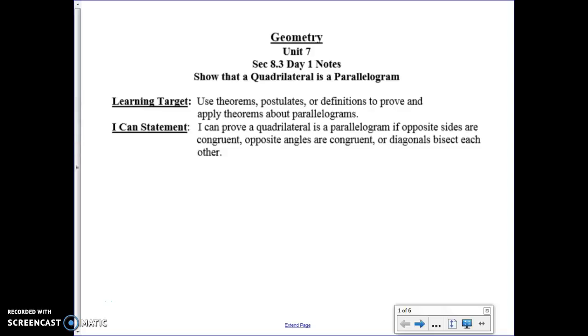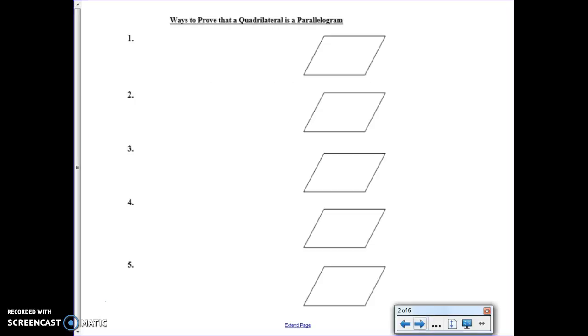Hey guys, today we're going to talk about ways to prove or show that a quadrilateral is a parallelogram. So we have 5 different ways that we can show this.